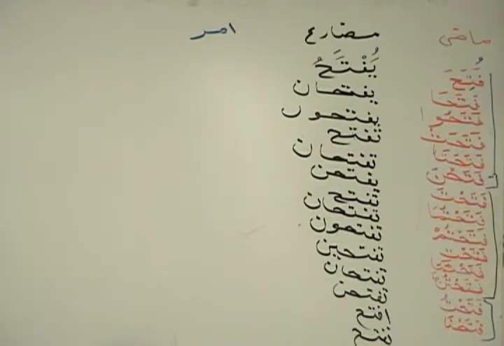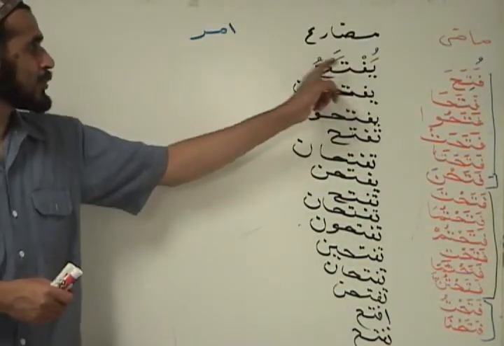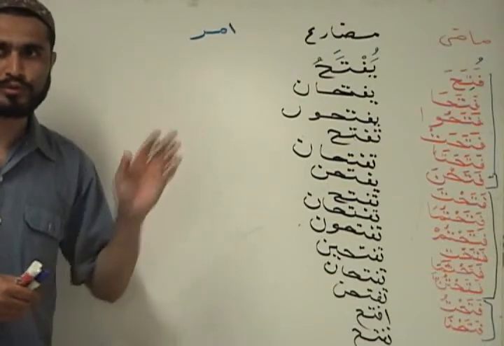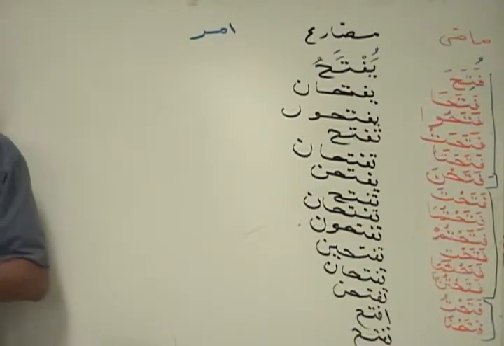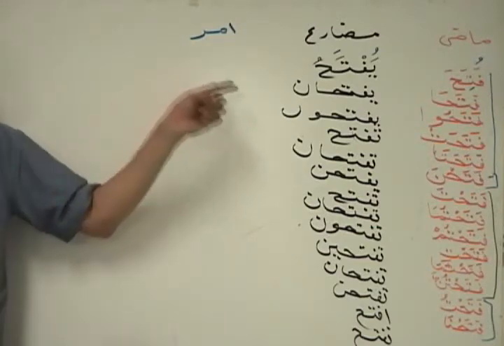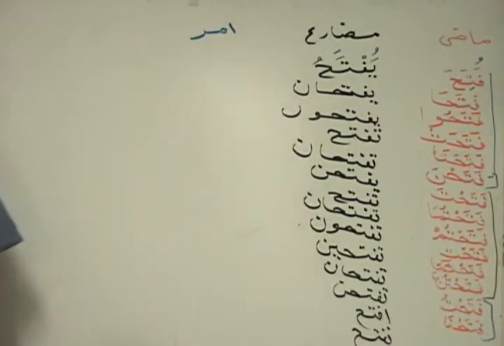How about the majhul? Very easy. Dhamma, sukun, fatha. And the last one you don't change. Yaftahu is changed to yuftahu. Yadribu is changed to yudrabu. Yasma'u is changed to yusma'u. Yansuru is changed to the same form. Follow the same pattern. Dhamma, sukun, fatha, and the last part doesn't change.